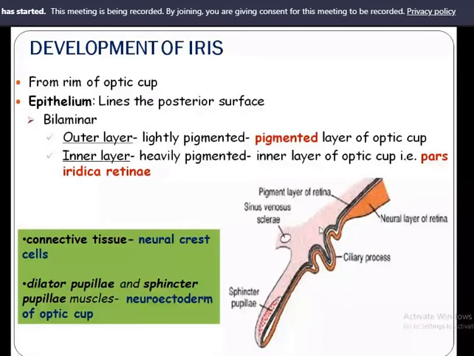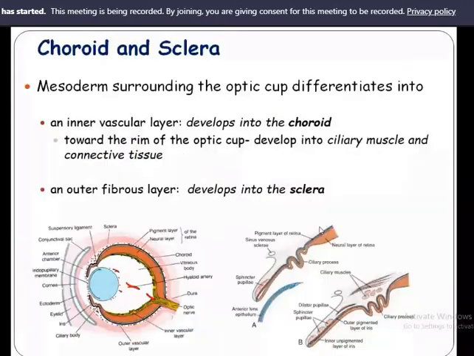Now next is the choroid and the sclera. How are the choroid and the sclera formed? Just see over here. Can you see the pinkish color? This pinkish one is known as the mesoderm, which is surrounding the optic cup. You see the optic cup only, and the hyaloid artery has degenerated. Outside the optic cup is the mesoderm. The mesoderm present outside the optic cup will differentiate into the choroid and the sclera.